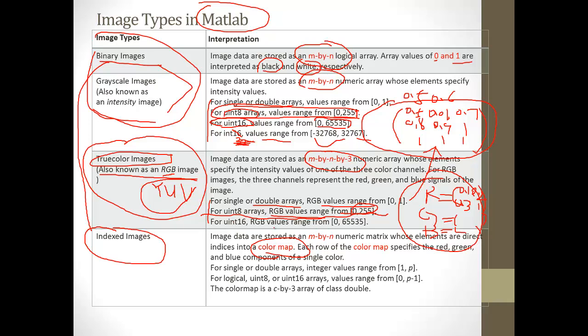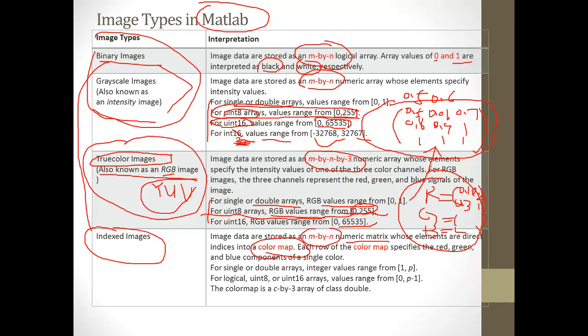Also, they can save it in unsigned 16 bits. The value will be very big. Okay, that's for the binary image, gray image, and the true color image. For indexed image, as I told you, it's just with a color map. Okay, first is an m by n numeric matrix, then with a color map. For this one, they're similar to the gray and the binary image. Okay, just with a color map.